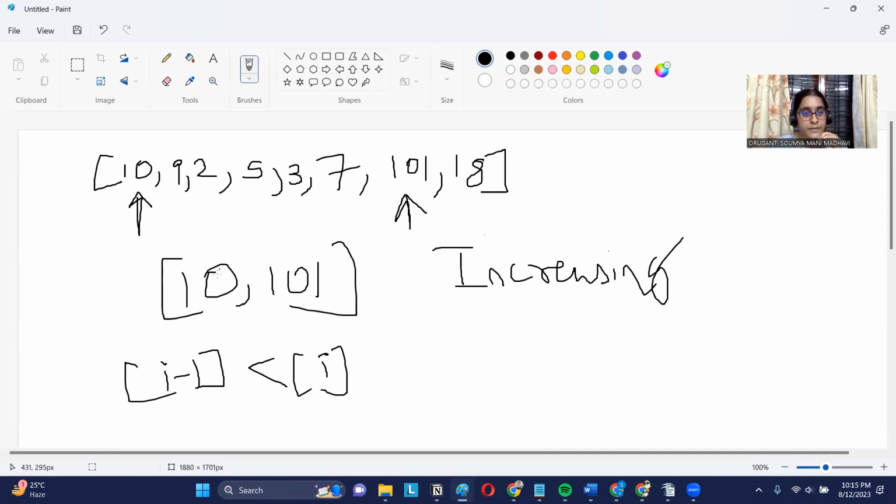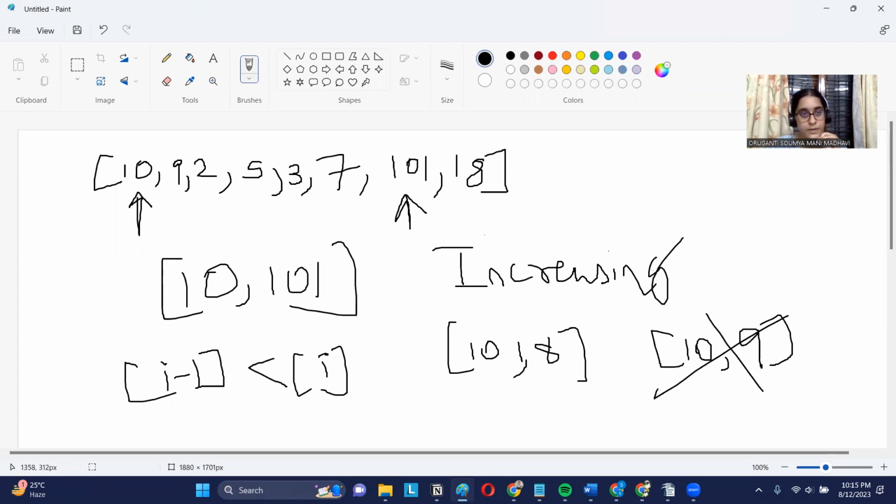So if we take 10, then we can form 10, 101. We can form 10, 18. That's possible. 10, 9 is a subsequence, but it's not an increasing subsequence. So what they're asking us to do is to return the length of the longest increasing subsequence. You can see why sorting would not matter, because in that case, it would not be a subsequence. So how do we get it?